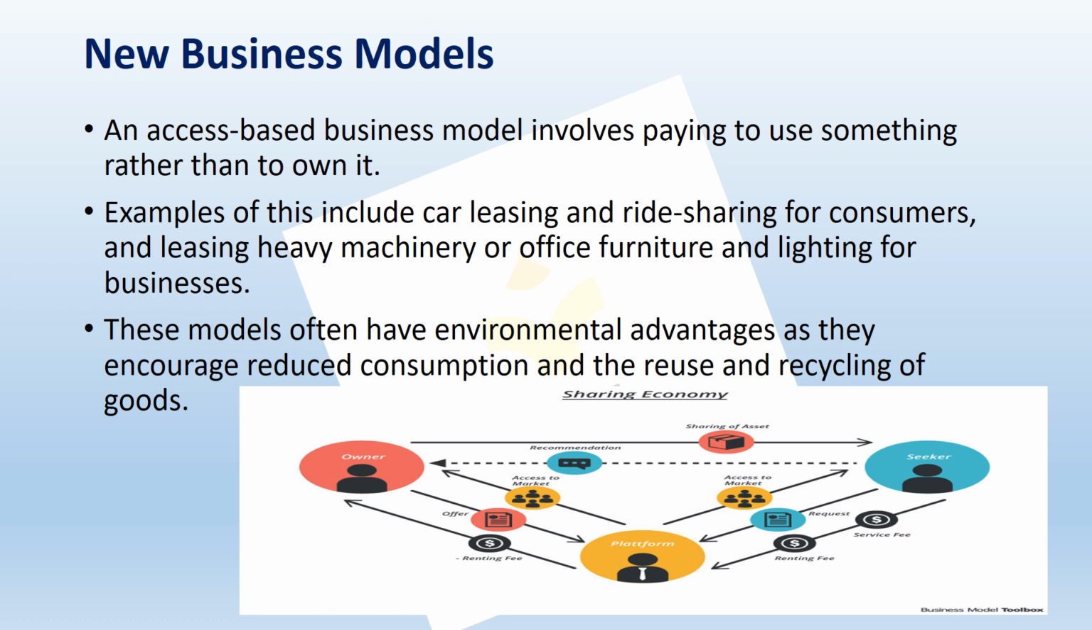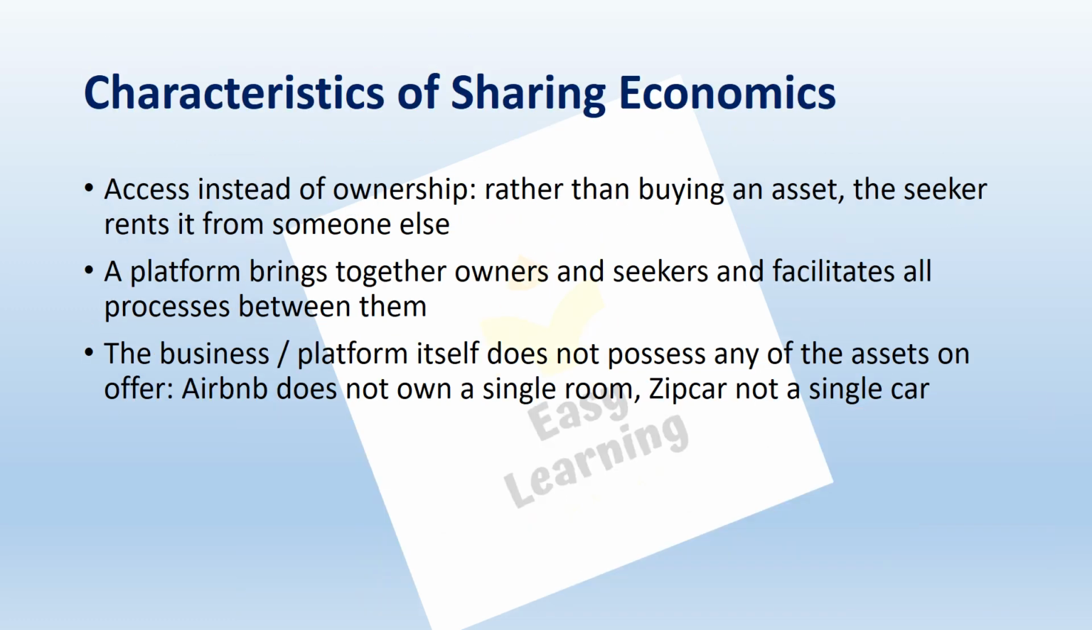So we have a new business model diagram given below regarding the sharing economy. The idea of the sharing economy is access instead of ownership. Rather than buying an asset, the seeker rents it from someone else. A platform brings together owners and seekers and facilitates all processes between them. The business platform itself does not possess any asset on offer. Airbnb does not own a single room, and Zipcar not a single car.